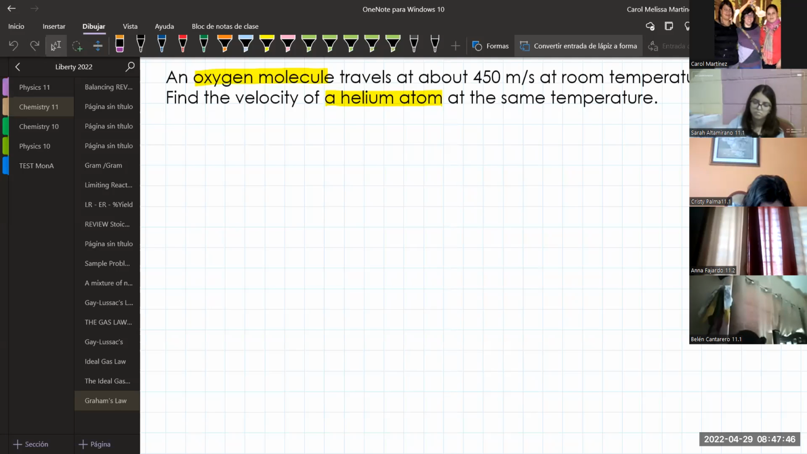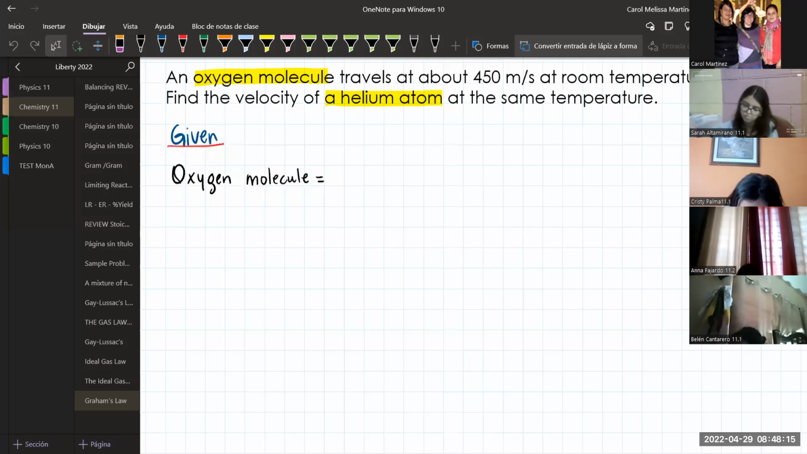So when we write the givens, we need to separate our givens, okay? In the two gases that we have, oxygen molecule. How do we write an oxygen molecule? Like O2. Oxygen is a diatomic element, which means that those oxygen molecules are going to travel in groups of two atoms, okay? That's what diatomic means. The other is a helium atom. It's being very specific. It is in singular, a helium atom. So it's just one helium.